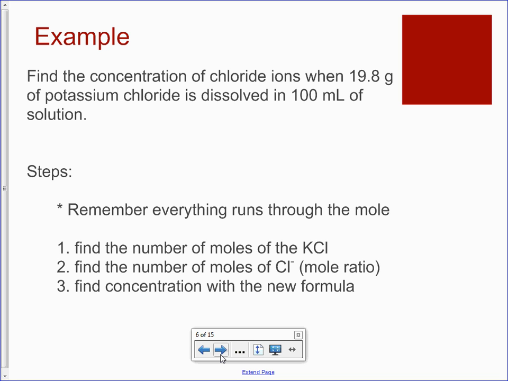So first thing that we're going to have to do is find the number of moles of potassium chloride. Then we'll find the number of moles of chloride ions, and we'll use mole ratios to do that. And then we'll find the concentration of chloride ions with our new formula. That's C equals n divided by V.